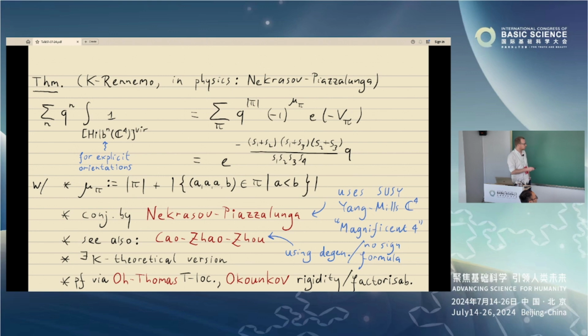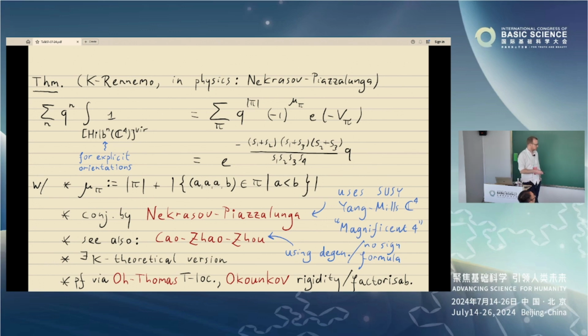There's another proof of this formula by Cao, Zhao, and Zhou using different methods, namely degeneration, but their work does not give a formula for the signs. There's also a K-theoretic version, which is the version we actually prove. There are many ingredients to the proof, but let me just highlight three of them.